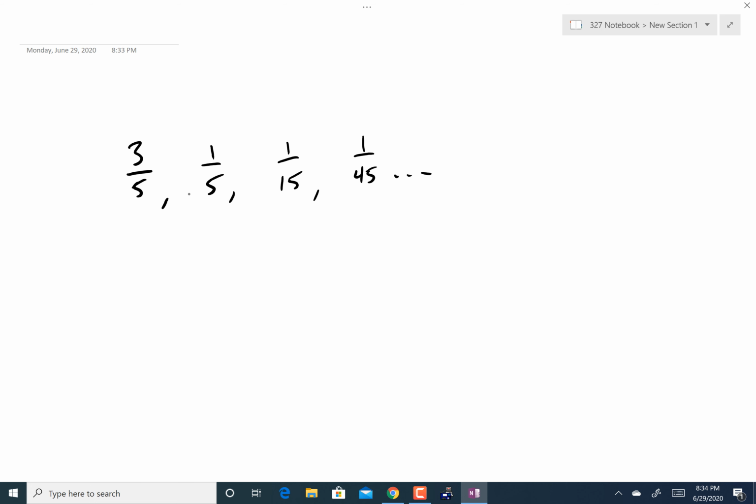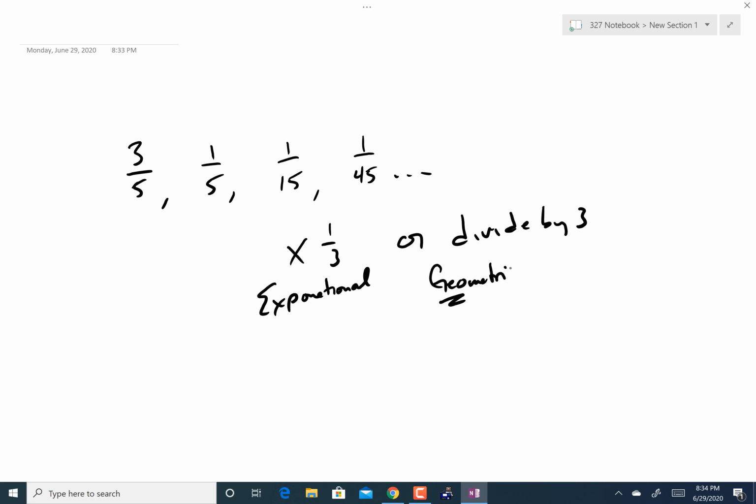I did it on purpose, obviously. So it looks like we're multiplying by 1/3 every time. And what we do when we multiply by 1/3, or if you prefer, divide by 3, we call this an exponential. Oh, it's exponential. That's true. But we call it a geometric sequence.